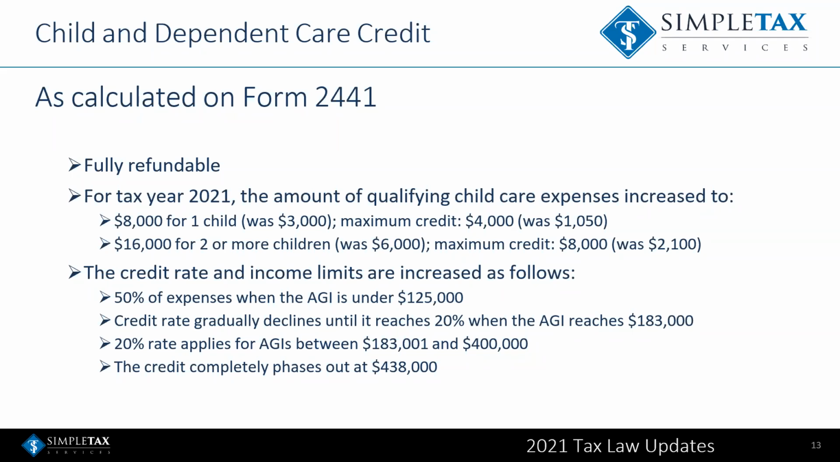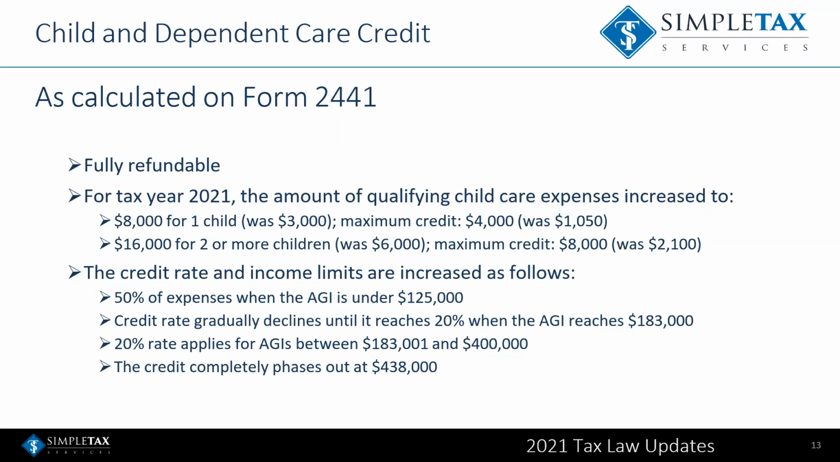Now, this is where you've got to do a little bit of explaining to your clients, because what they are hearing is $8,000 for one child, $16,000 for 2 children. That's not the credit that they are going to get. That is the maximum amount of expenses they can use to qualify for the credit. Okay, so it's $8,000 for one child.